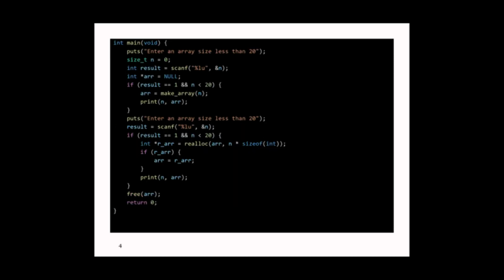Okay, so here's an example of using realloc. So we're going to make an array here using malloc, right? Now to use realloc, you have to either call malloc or calloc first. So you need an allocated block of memory. So here make array is going to allocate a block of memory. And then we're going to ask the user again, what is the new size of memory that you want, and then we're going to call realloc on that block of memory.